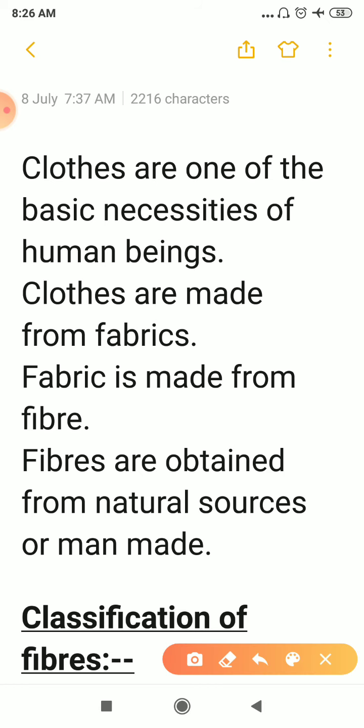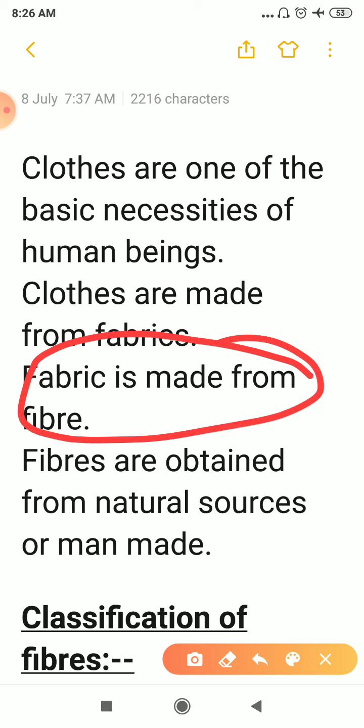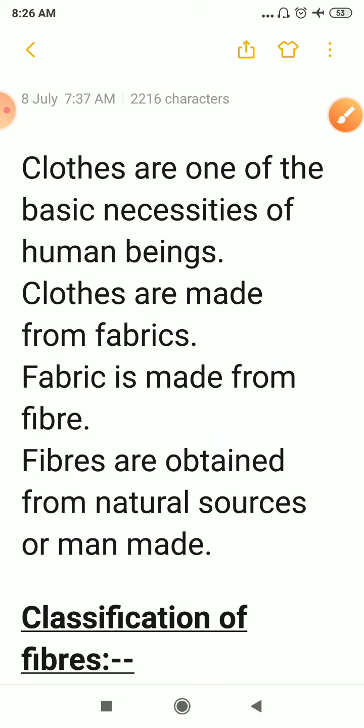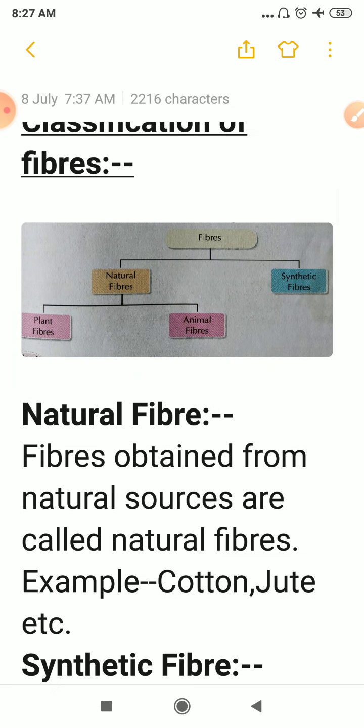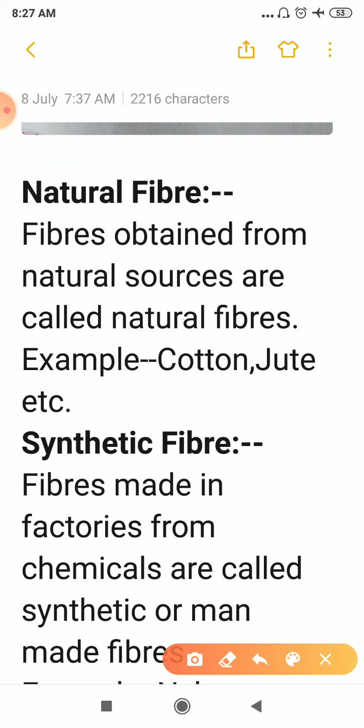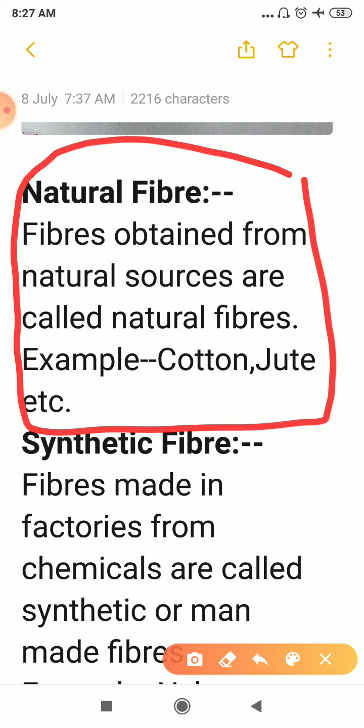Cloths are made of fabrics, and fabric is made from fiber. Fibers can be obtained from natural sources, or fibers can be made in factories from chemicals. Based on this, we have classified fibers into two categories. The first is natural fiber. Those fibers that we obtain from natural sources, whether they are from plants or from animal sources. For example, cotton, jute, silk, wool, all are natural fibers that we obtain from natural sources.